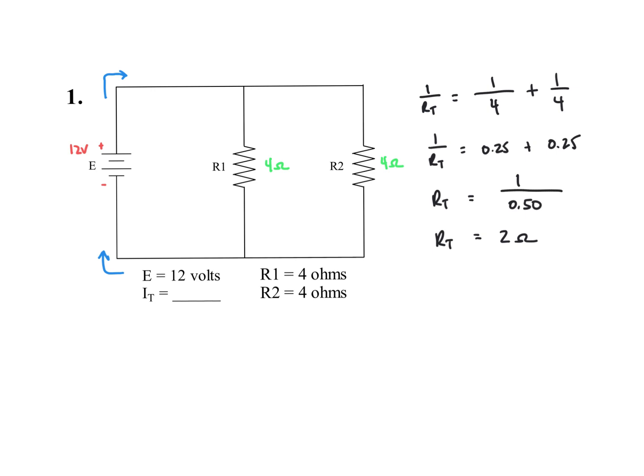Once I know this, I can now solve for the current. So current in the circuit is equal to voltage divided by resistance. So we've got 12, we divide that by 2. So current is 6 what? 6 amps. So over here, this would be 6 amps.